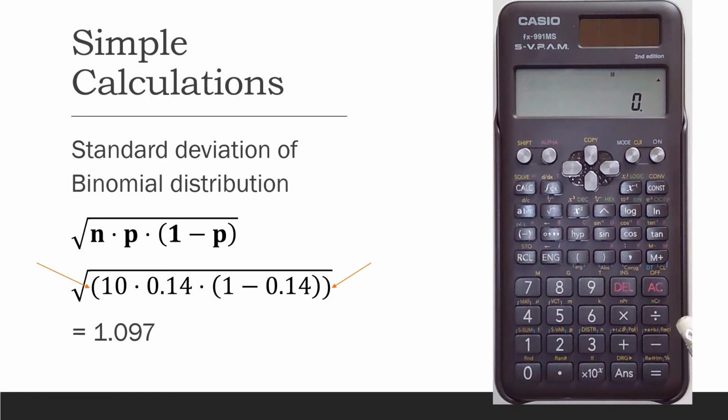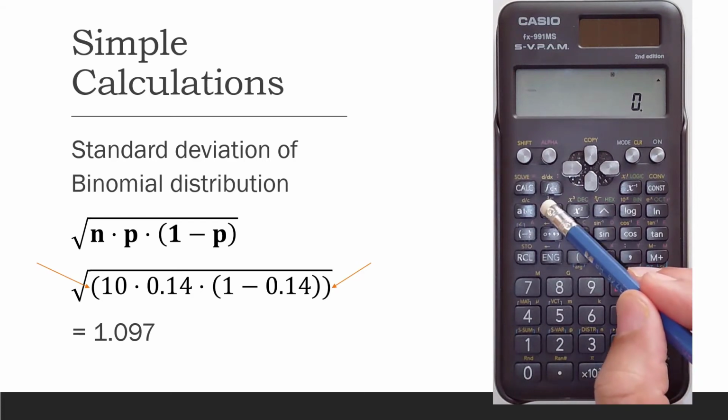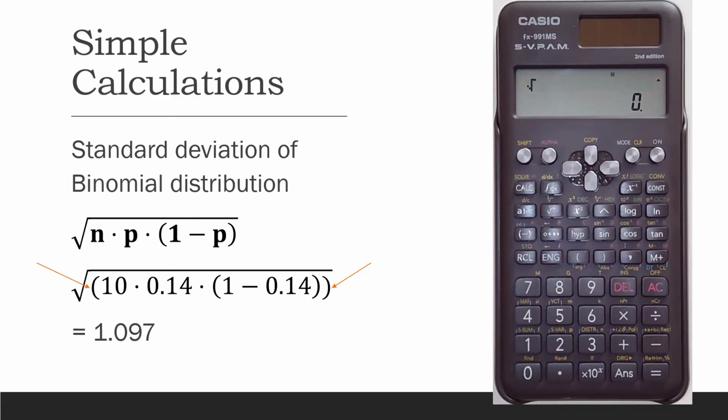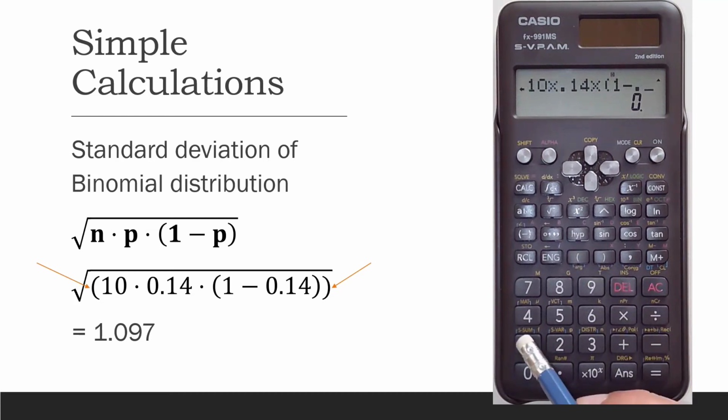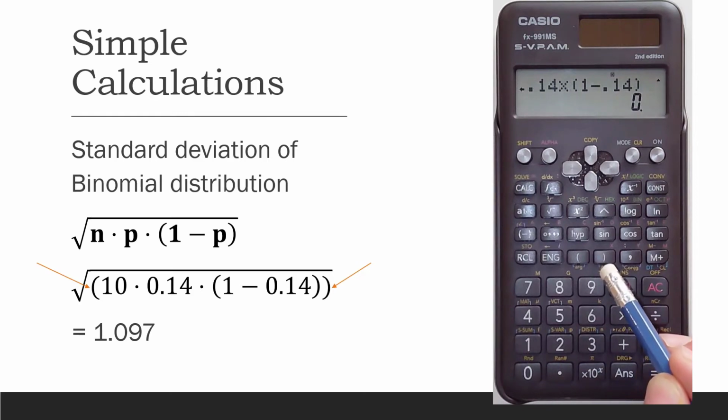Let's come back to our calculation, which is square root of 10 multiplied by 0.14 multiplied by 1 minus 0.14. So here I will start with square root, and remember to put a bracket here, because if you don't put the bracket here, this will just take the square root of 10 and then multiply it by the rest of the numbers. So with the bracket, now I can put 10 multiplied by 0.14, or I can put 0.14, that's fine, multiplied by, and again I put a bracket, and in that 1 minus 0.14, bracket closed, and I need to close another bracket which was the beginner bracket, the first bracket.